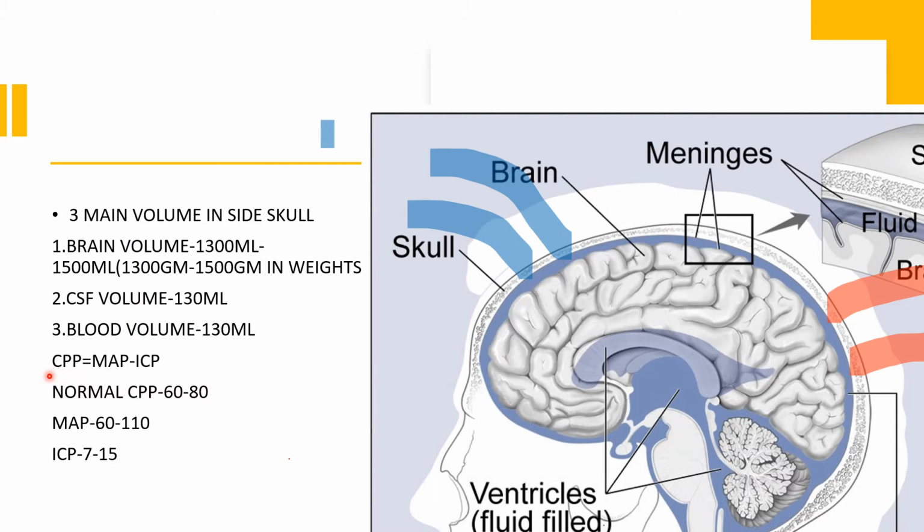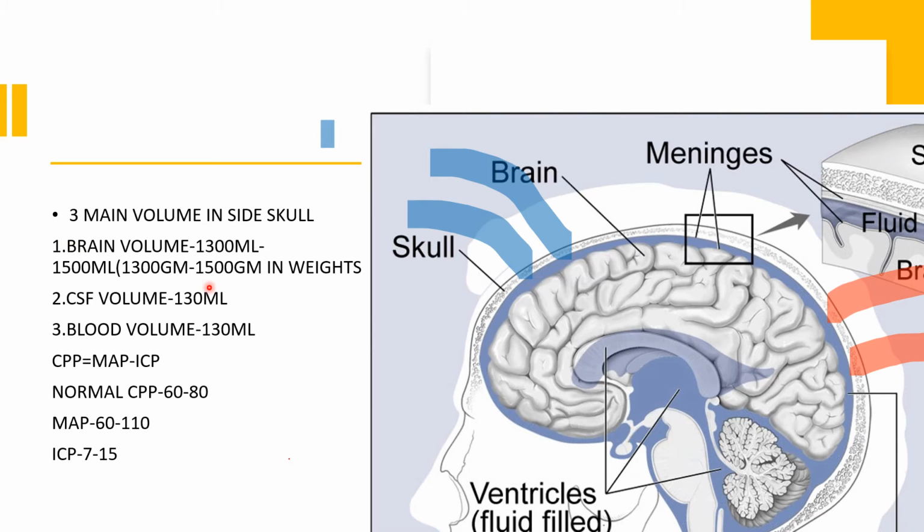So here you can see the formula: CPP equals MAP minus ICP. What happens if the ICP increases? If the ICP increases, the CPP will decrease, so it will cause brain damage. And I mentioned that any increase in these volumes, like brain volume, CSF volume or blood volume, can increase ICP.